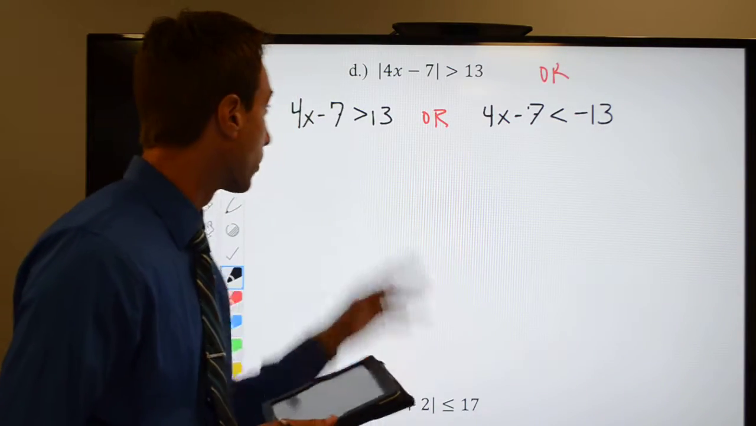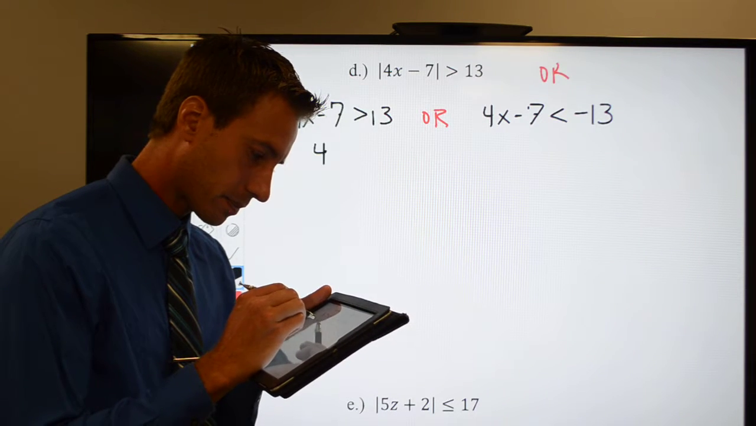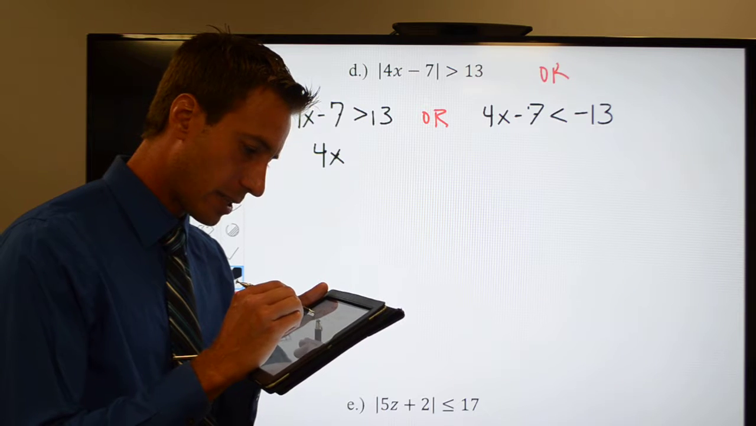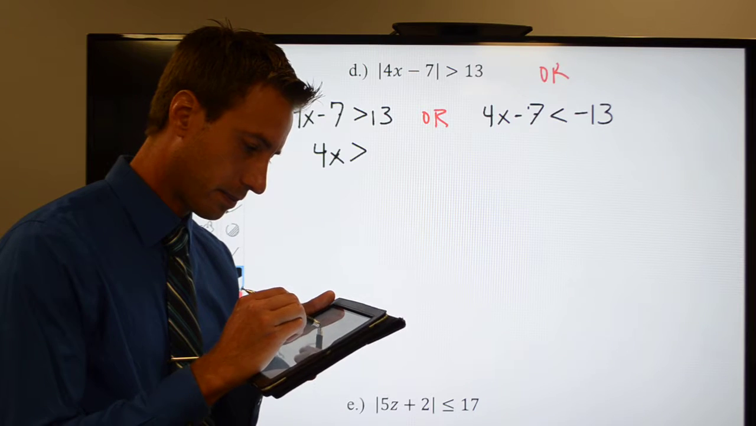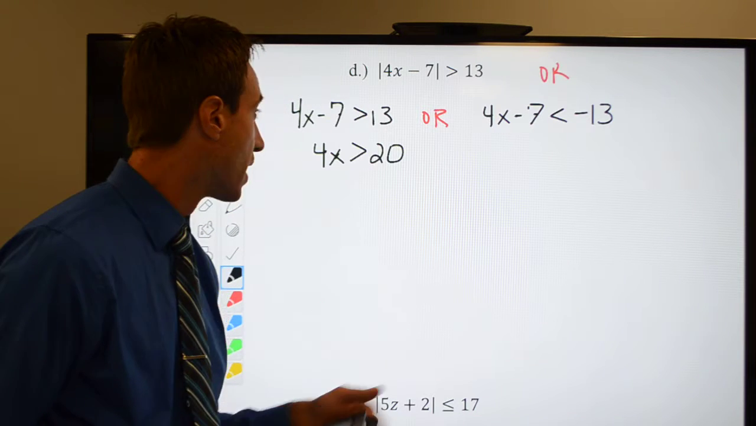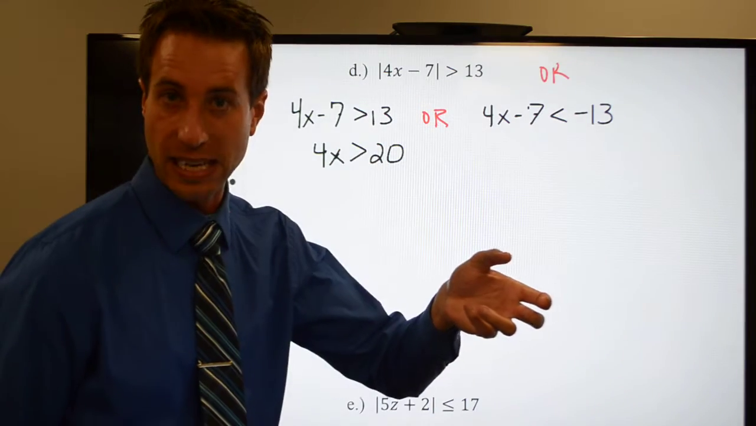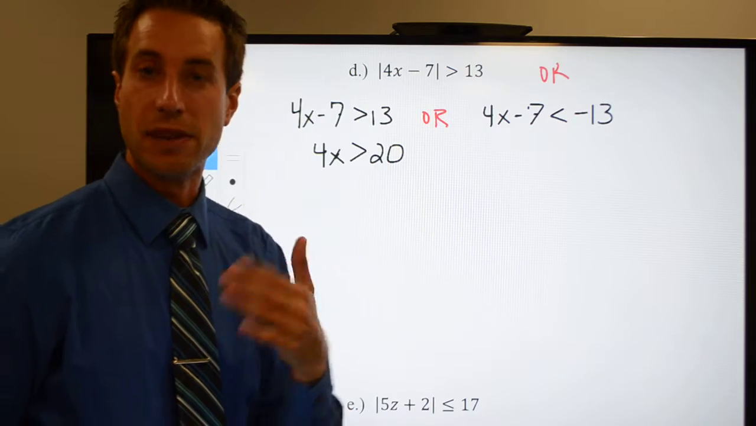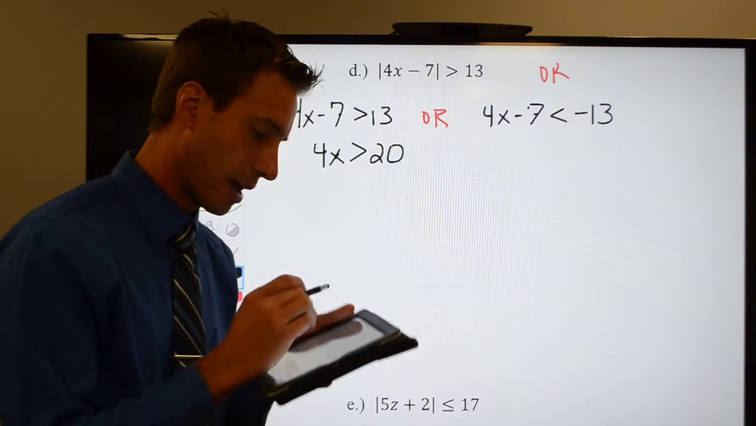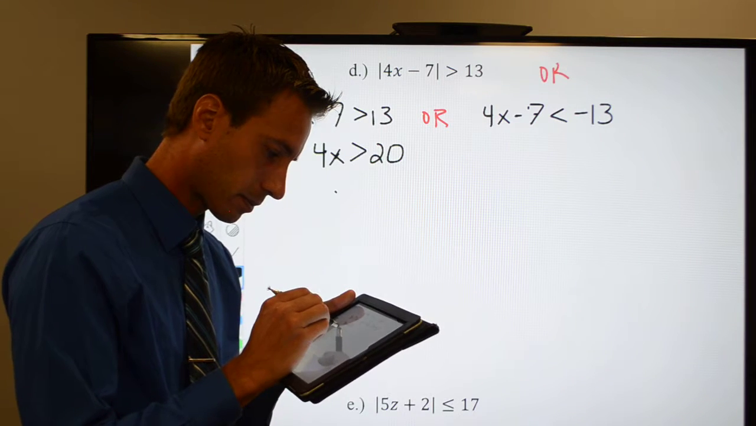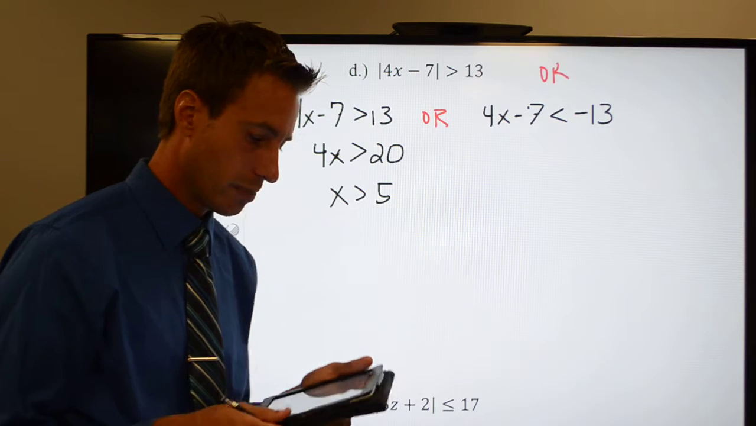We'll solve them separately. We'll start here. I need to add 7 to the other side. 4x is going to be greater than 13 plus 7, which should be 20. At least it was the last time I checked. And then we're going to divide both sides by 4. The 4 is positive, so I don't have to worry about flipping the inequality. You only do that if the number you're multiplying or dividing is negative. The 4 is positive, so we don't have to worry about it. x is greater than, and 20 divided by 4 should be 5.